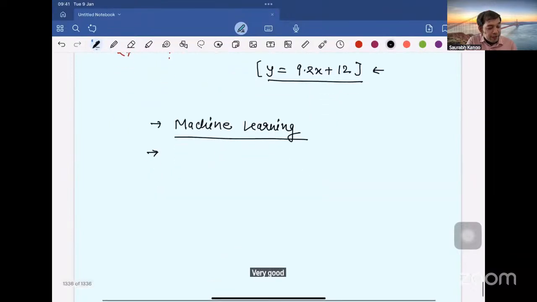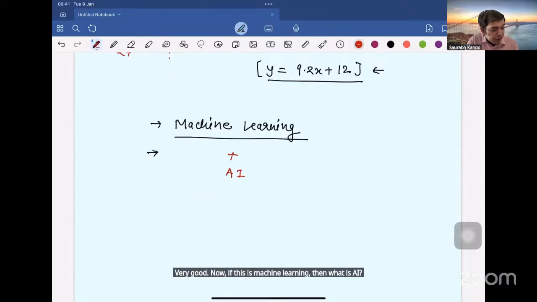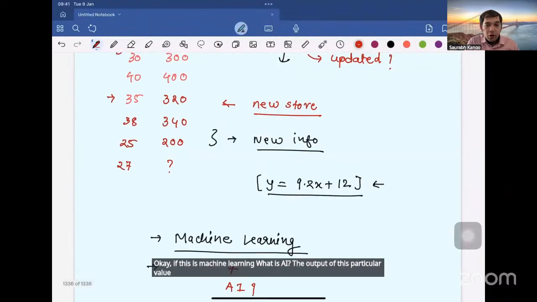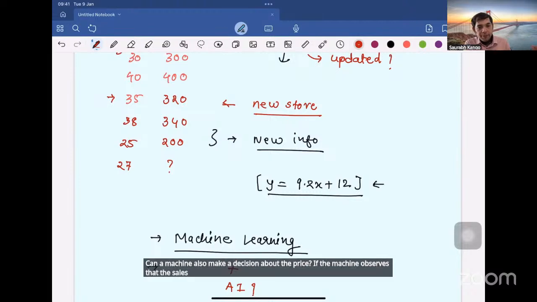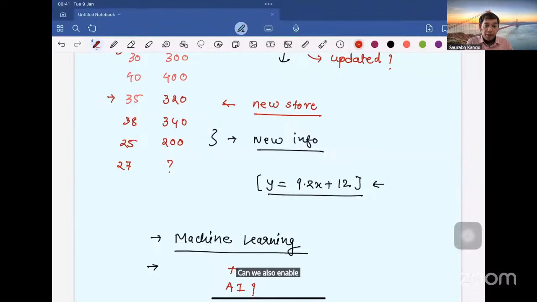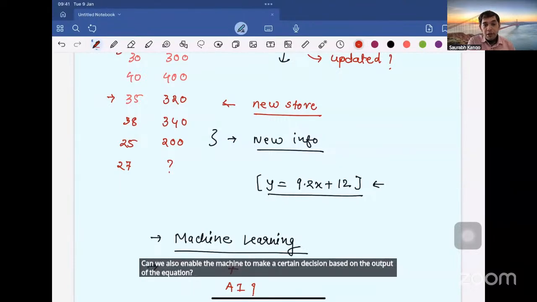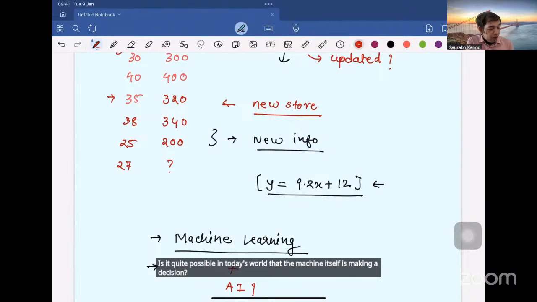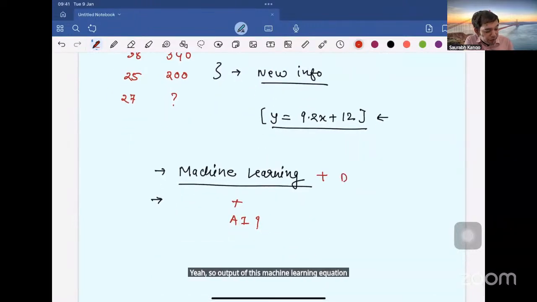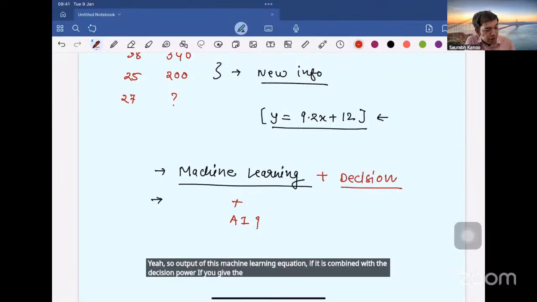Very good. Now, if this is machine learning, then what is AI? On the output of this particular value, if I know that the sales is going down because of the competition, if the sales is going below the expected line, can a machine also make a decision about the price? If the machine observes that the sales are going down below the expected line, can we also enable the machine to make a certain decision based on the output of the equation? Is it quite possible in today's world that the machine itself is making a decision? Yeah. So the output of this machine learning equation, if it is combined with the decision power, if you give the decision power to the machine, that is nothing but your AI.